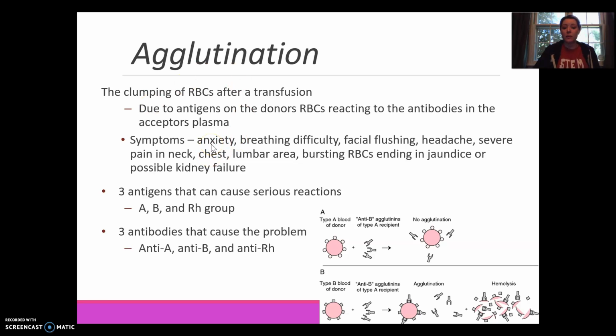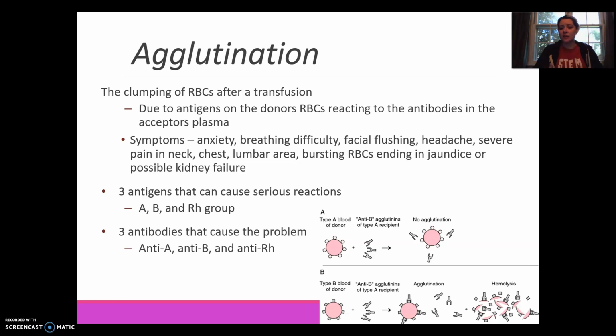If you just have a little bit of clotting, you just got a little bit of the wrong blood, then a lot of times you just have some symptoms and you won't necessarily die. Some symptoms would include anxiety, a hard time breathing, your face would flush, headaches, pain in different parts of your body, depending on where it's clumping at.